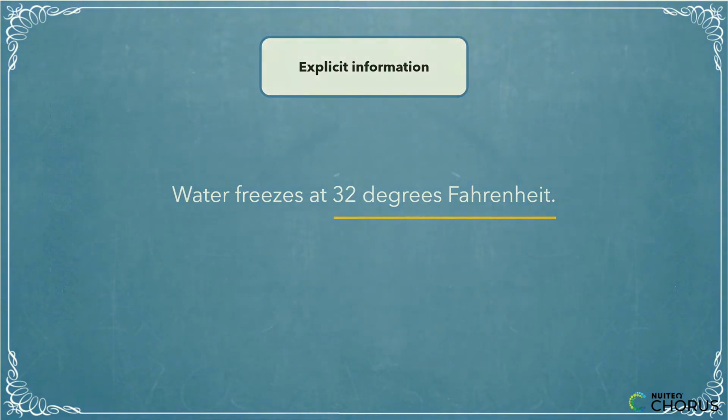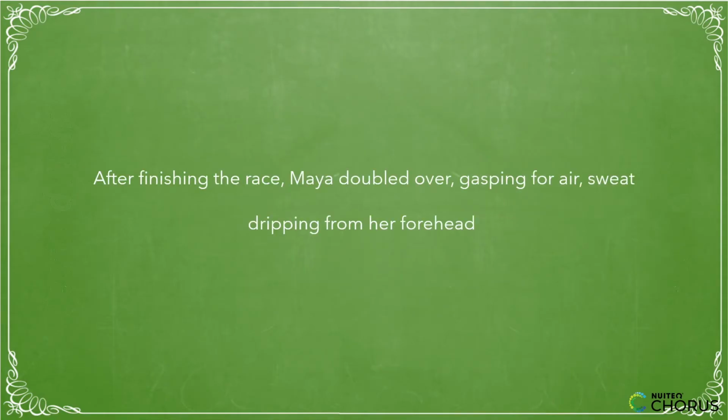Now, let's take a look at an example where we need to make an inference. After finishing the race, Maya doubled over, gasping for air, sweat dripping from her forehead. If we were asked, how do we know Maya was exhausted? We don't have an explicit statement like, Maya was very tired. Instead, we must use clues from the text.